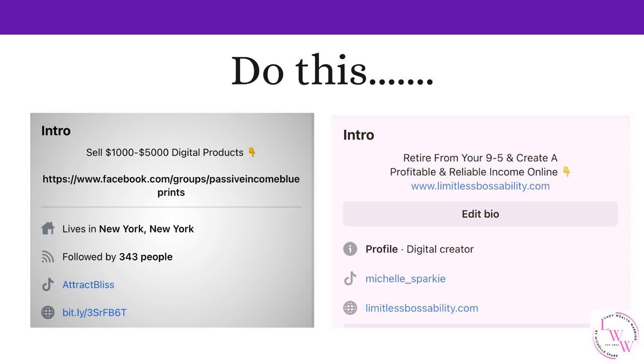Sending them right to a group. Lives in New York, followed by this many people. And then again, has a TikTok, right? So you can find the person on TikTok, and it has a bit.ly link that brings you to their website.